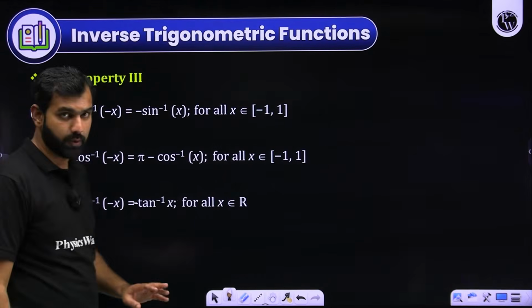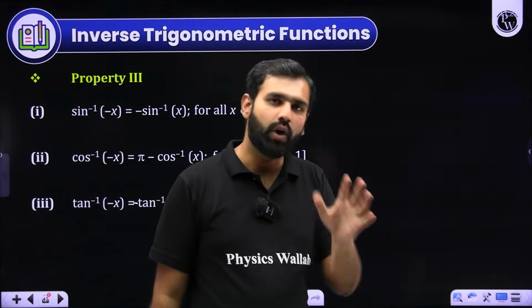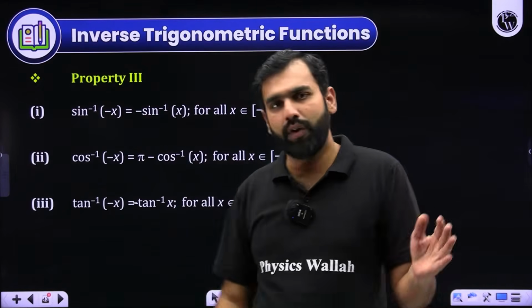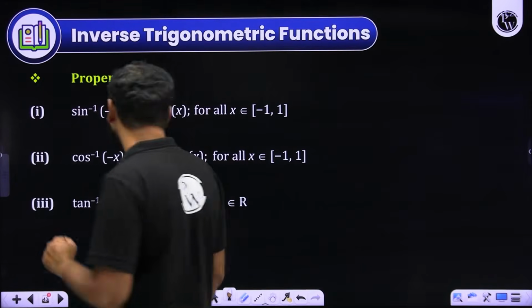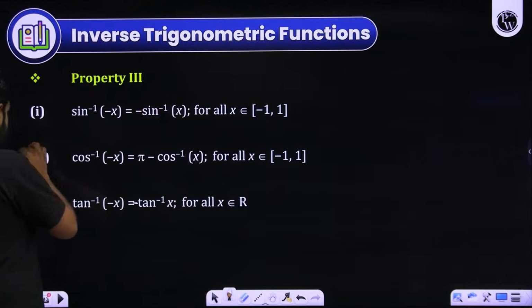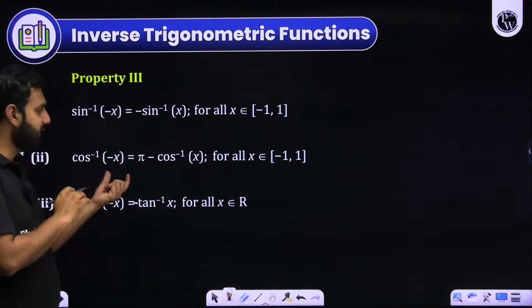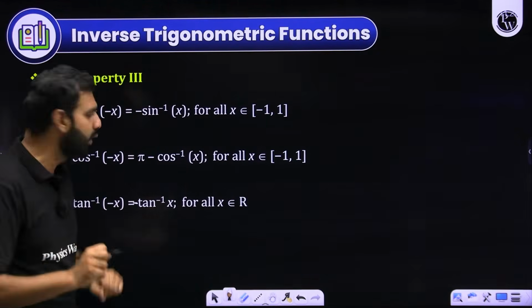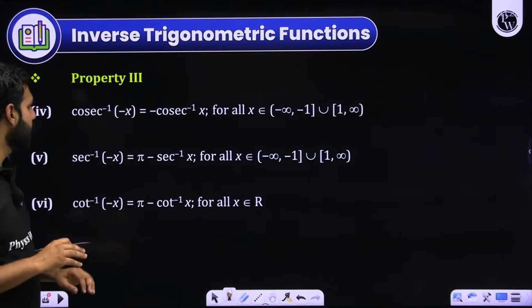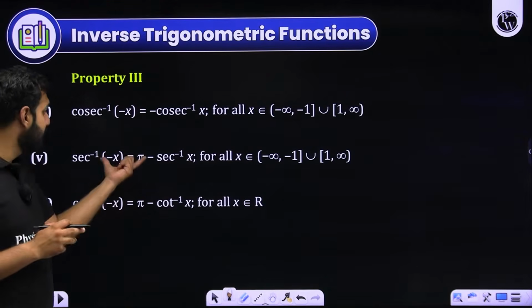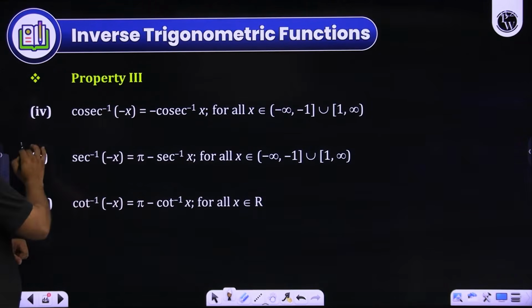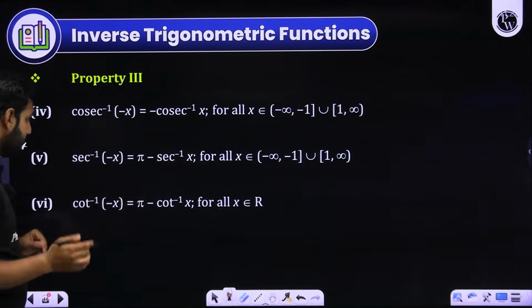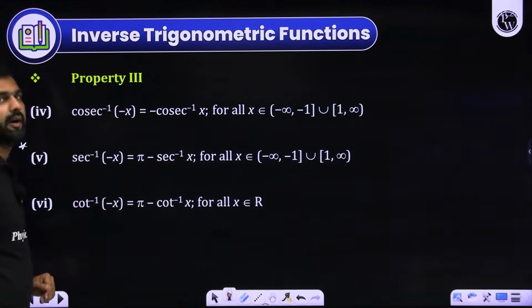As I have already told you, sine, tan and cosec will fall under one category, and cos, cot and sec will fall under a different category. So if you look at cos inverse of minus x, it will not be minus cos inverse x. It will be pi minus cos inverse x. I'll prove it, don't worry. But similarly here also, if you look at this particular part, sec inverse of minus x, I hope you can see it very clearly, sec inverse of minus x is also pi minus sec inverse x. And similarly, cot inverse of minus x is also pi minus cot inverse x.